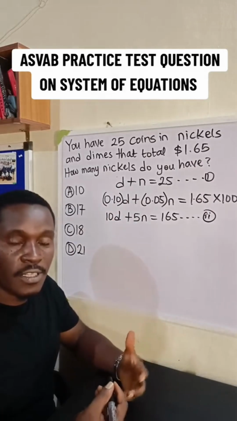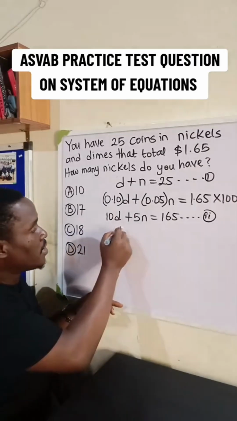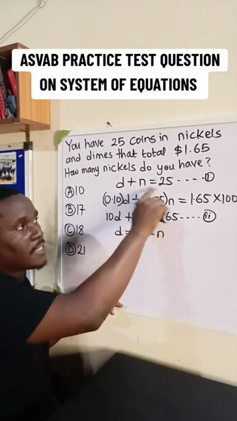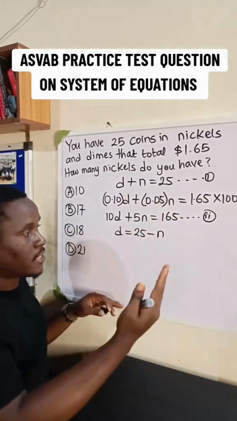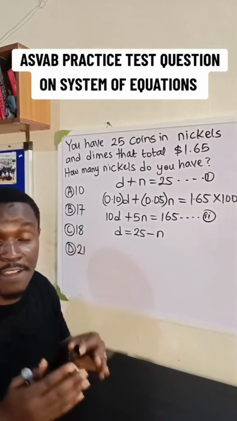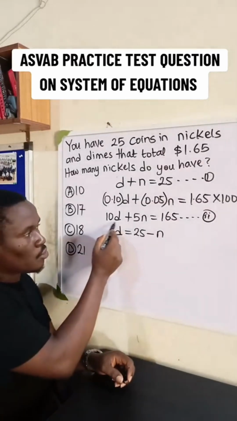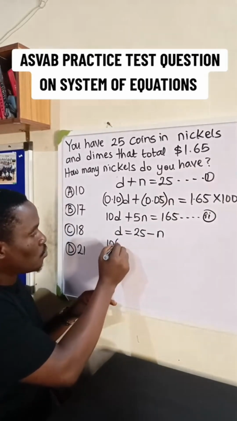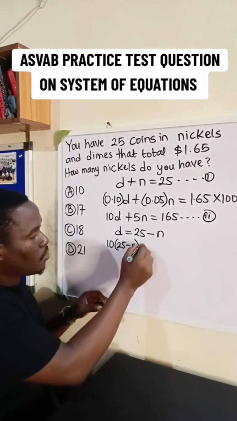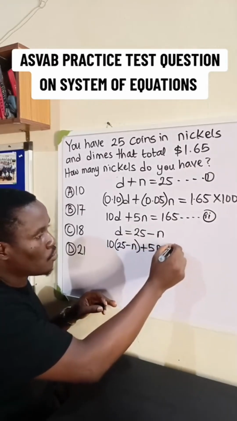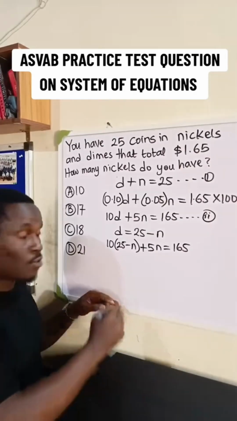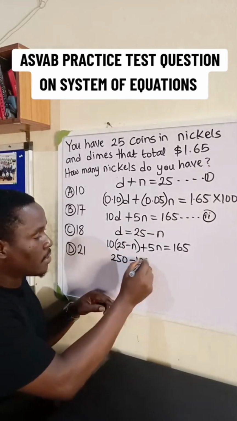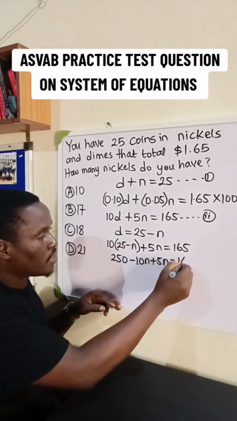This is a question involving a system of equations. So D from equation 1 is equal to 25 minus n. When n is taken to the right, the positive sign becomes a negative. So now that we know that D is equal to 25 minus n, wherever we see D in equation 2, we replace it with 25 minus n. So 10 into (25 minus n) plus 5n is equal to 165. 10 multiplied by 25 is going to give us 250. 10 multiplied by negative n is going to give us minus 10n, plus 5n is equal to 165.